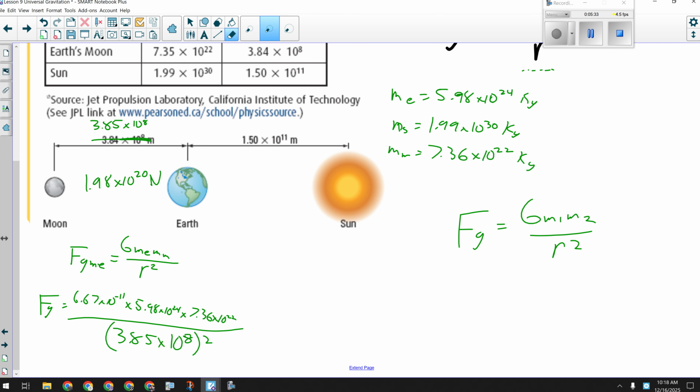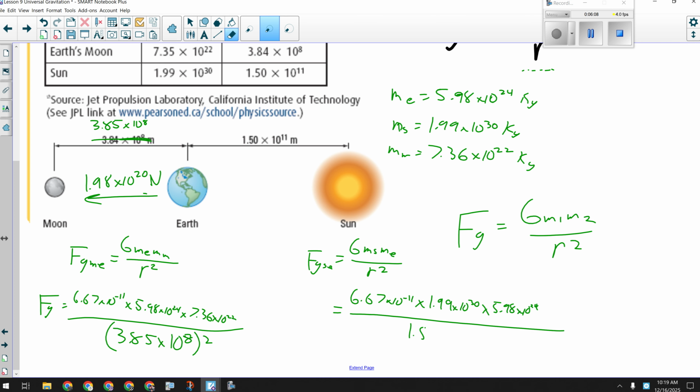That would be pulling the Earth this way on this paper to the left, towards the moon, yes. Then we've got the force of gravity between the sun and the Earth. That's going to be big G times the mass of the sun times the mass of the Earth over the average Earth-Sun distance, 1.5 times 10 to the 11 meters. So 6.67 times 10 to the minus 11 times 1.99 times 10 to the 30 times 5.98 times 10 to the 24 divided by 1.50 times 10 to the 11 squared.